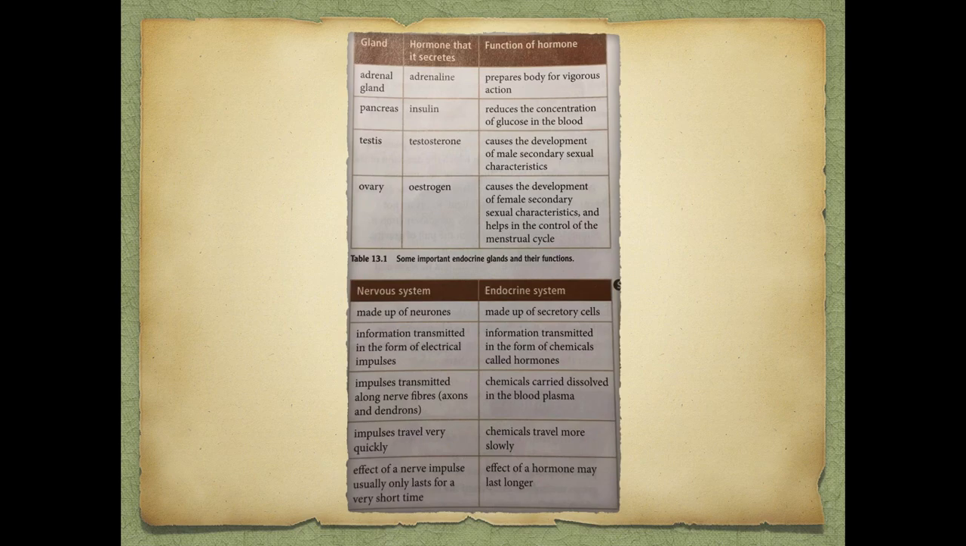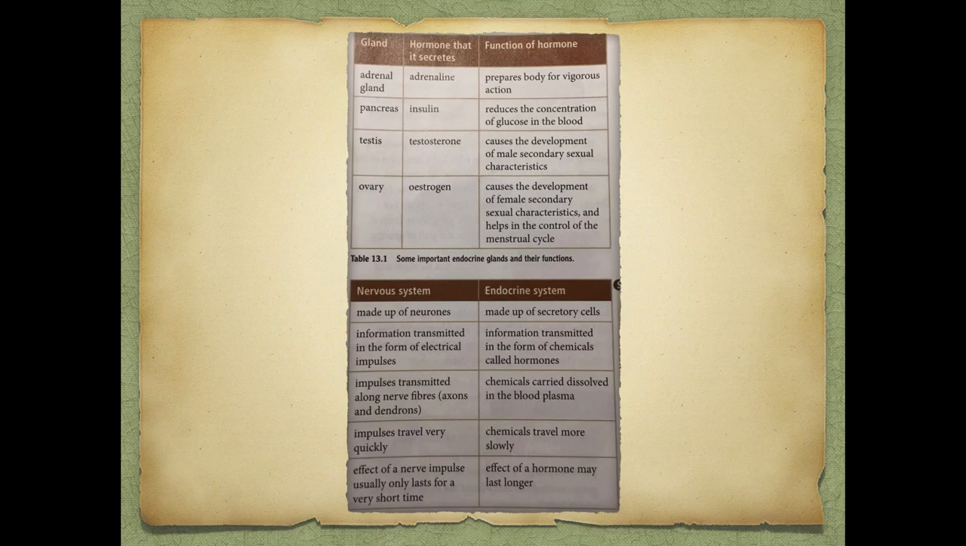Now, the summary of the two systems. Obviously, one is made up of neurons, and the other is made up of secretory cells. Information is transmitted in the form of electrical impulses in one, and chemicals called hormones in the other. Impulses are transmitted along nerve fibers, while hormones are carried dissolved in the blood.